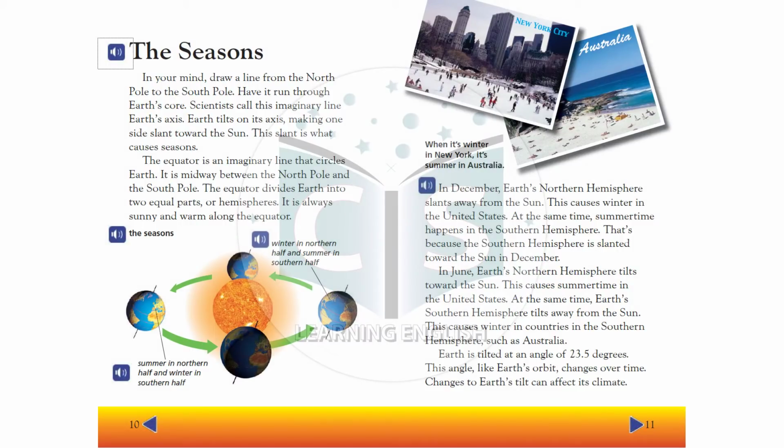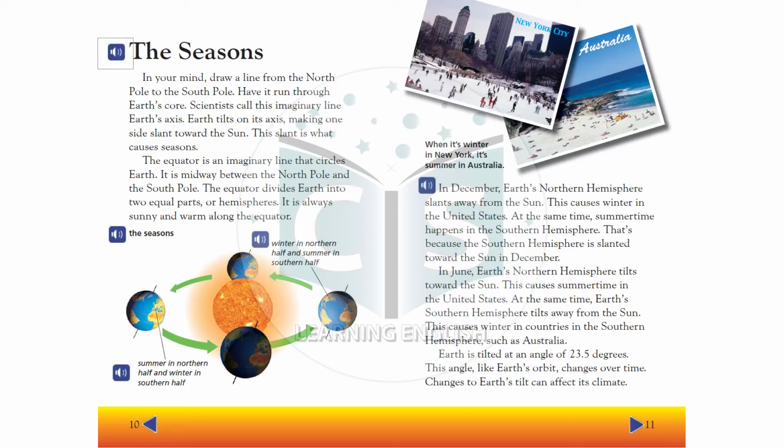The seasons. In your mind, draw a line from the North Pole to the South Pole. Have it run through Earth's core. Scientists call this imaginary line Earth's axis. Earth tilts on its axis, making one side slant toward the Sun. This slant is what causes seasons.